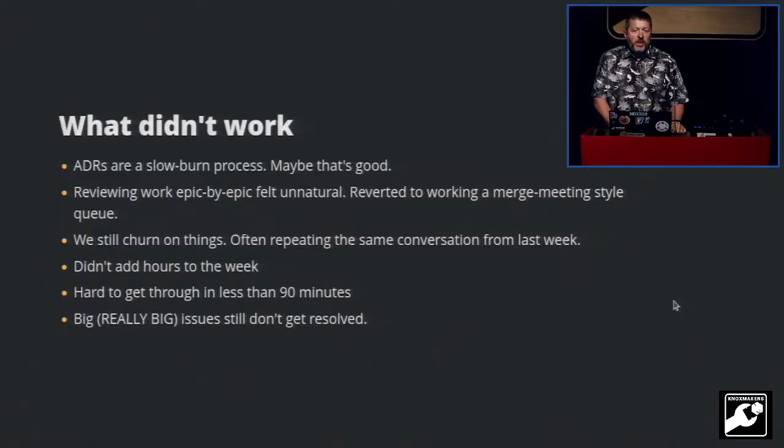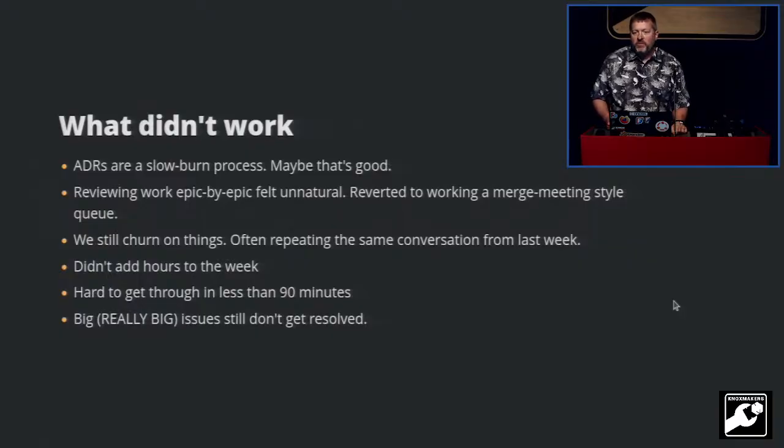Initially, we would do those meetings when we would review what was outstanding on an epic by epic basis. And that felt, at least to me, kind of artificial, kind of stiff. We felt like we were reviewing the same thing week after week. So we went back to a merge queue that's very much like what we do on the Monday morning meetings, and we review everything that's outstanding. Generally there are less than 50 open pull requests for CAM, and so we can get through that list in 90 minutes or so. We still tend to churn on things.